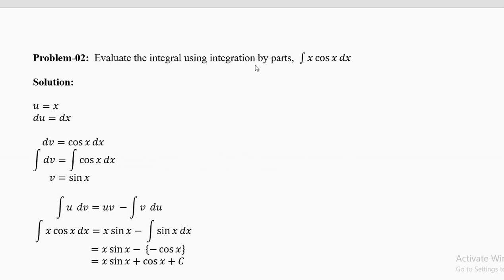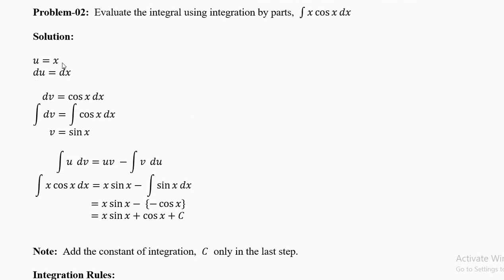Evaluate the integral using integration by parts. Integral x cos x. See, this phrase using integration by parts in the question is extra. You should know what technique to use, when to use substitution, when to do direct integration, when to use integration by parts, and the new techniques which we'll be learning in the next month. So you have to decide what technique to use. We'll just say evaluate integral x cos x. They will not tell you the technique in the question.